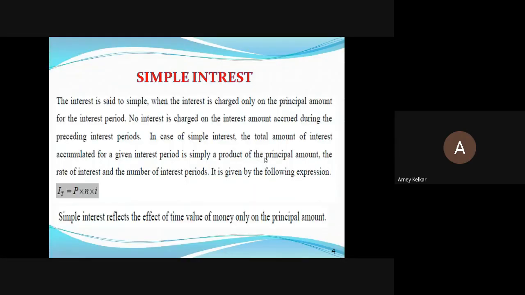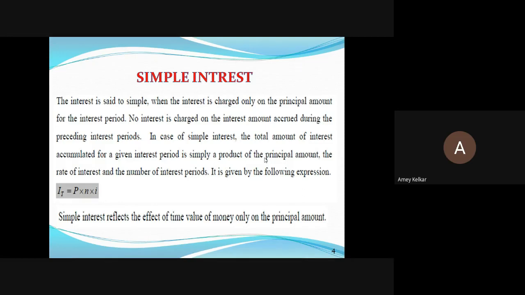So firstly, we have to start with understanding what is simple interest. So generally we don't have any problems on simple interest, but still we should know what is simple interest. The interest is said to be simple when interest is charged only on the principal amount for the interest period. So simple interest is a basic calculation where we take an extra amount only on the principal. Whereas when we go to the compound interest, we'll be able to see that the interest is also charged on compound amount also, or the interest amount also. So simple interest is nothing but the interest which is charged only on the principal amount.